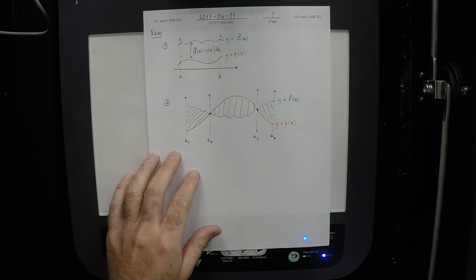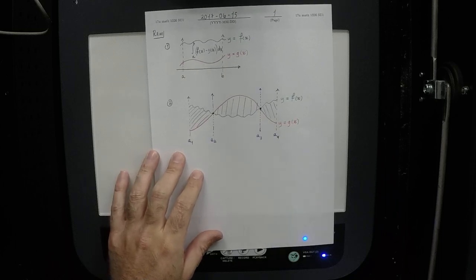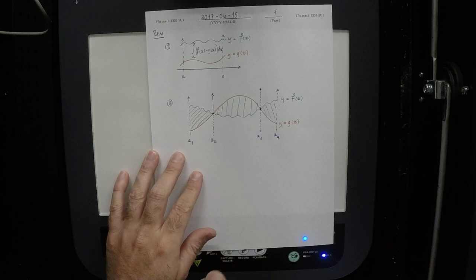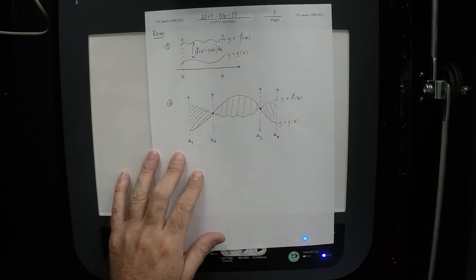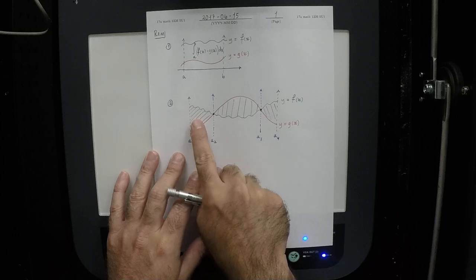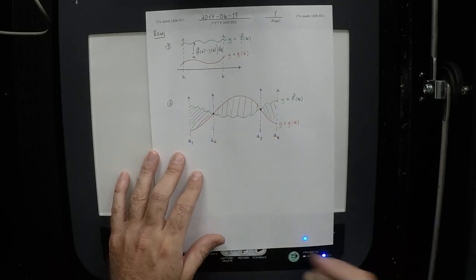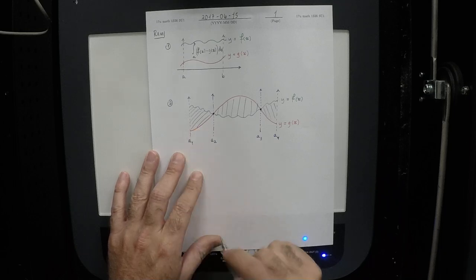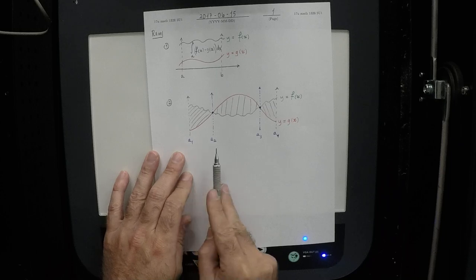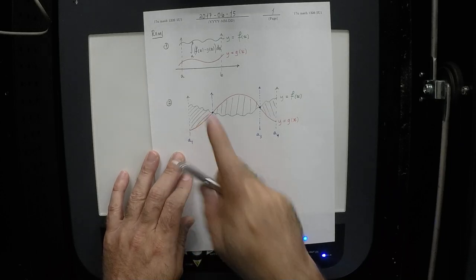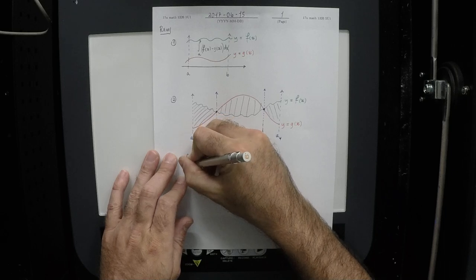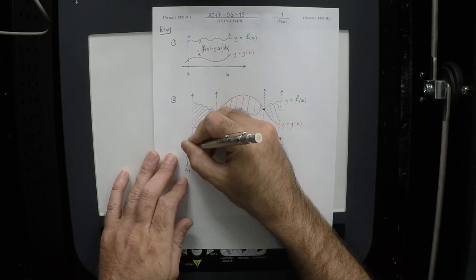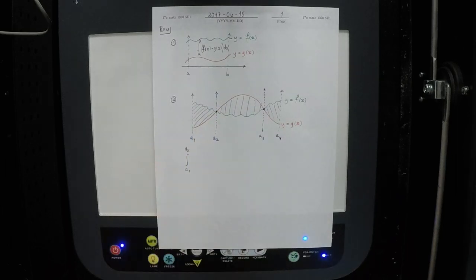Okay, so let me add one additional thing. I think it's clear enough that I could say that the shaded region, in a sense, consists of three pieces, right? 1, 2, and 3. So what's the area for this one? Right. We need to integrate from A1 to A2 to find the area of this piece. So this would be integral A1 to A2. And are we supposed to integrate F minus G or G minus F, and why?